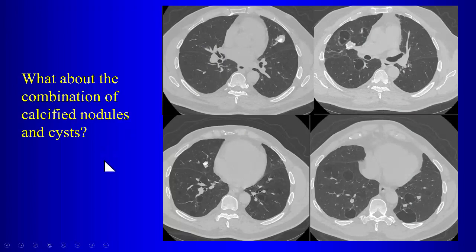And then the bonus question for today, what about if you have cysts and calcified nodules? What about the combination of calcified nodules and cysts? The visiting professor question for today. What disease can do this? So I'll tell you that the nodules are from amyloid and the cysts are from LIP. Sjogren's. Yeah, Sjogren's can do this.